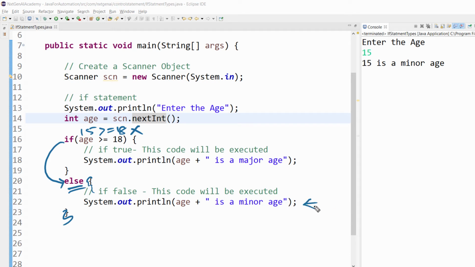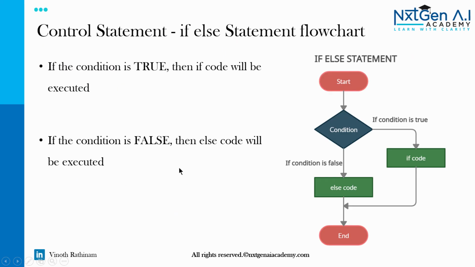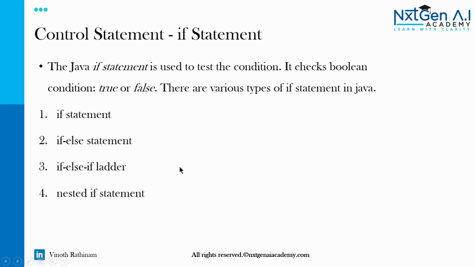In our example, it will display 15 is a minor age. So it's a very simple one to remember. So that is what is explained as a flowchart here. We are done with if statement and if else statement. Now the third one is if else if ladder.